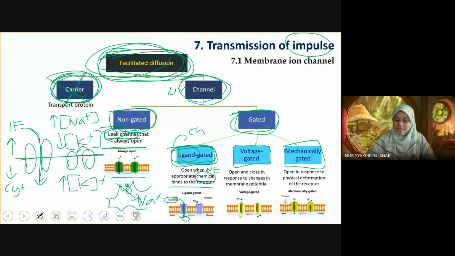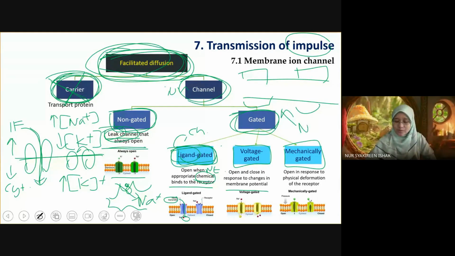Okay, so it says here they open and close in response to changes in membrane potential. Along the axon, this is the area that is covered by myelin sheath. Kat sini ada dia punya nodes of Ranvier. Kat sini, this is where you will find voltage gated channels.